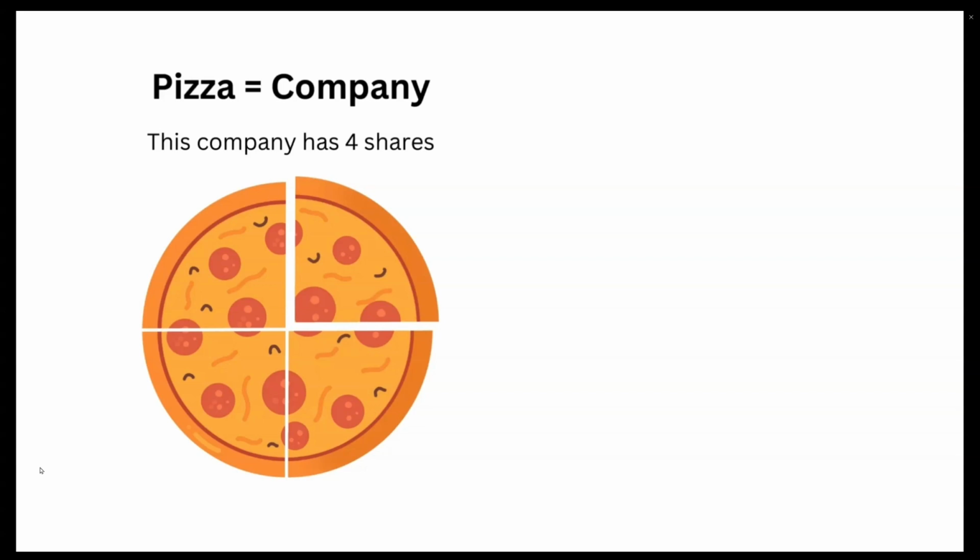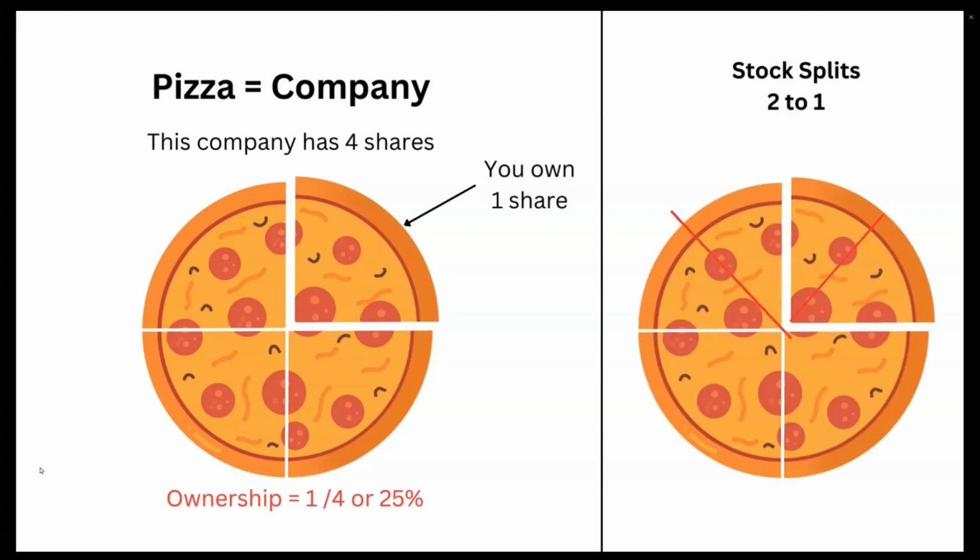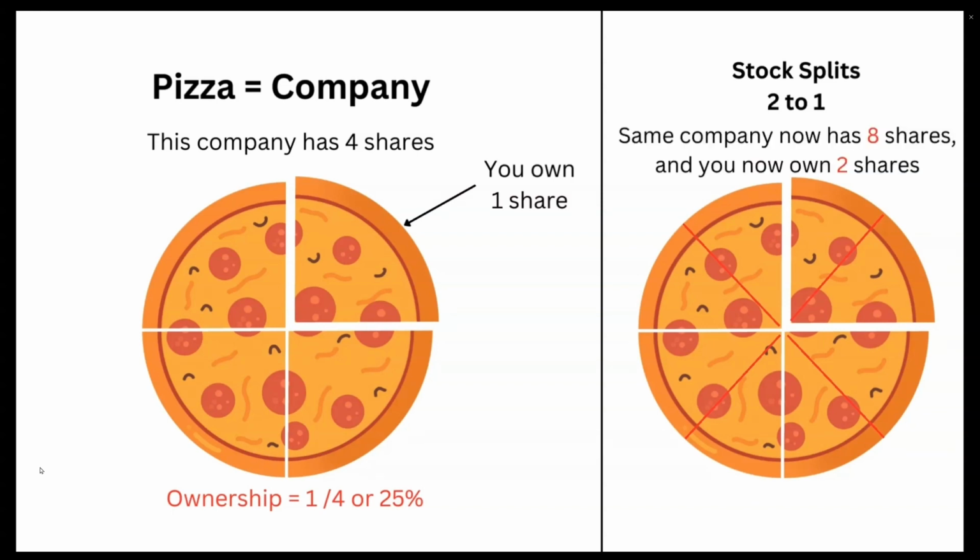Look at this pizza as a company that has four shares. You own one slice of a pizza that is cut in four slices. That means you own one out of four, or 25% of this company. With a stock split, for example, a 2-for-1 stock split, you are splitting each piece into two, which will double the amount of slices and the amount of shares that you own. So you will end up owning two slices out of the eight slices of that pizza. Your ownership ratio remains unchanged at 25%.